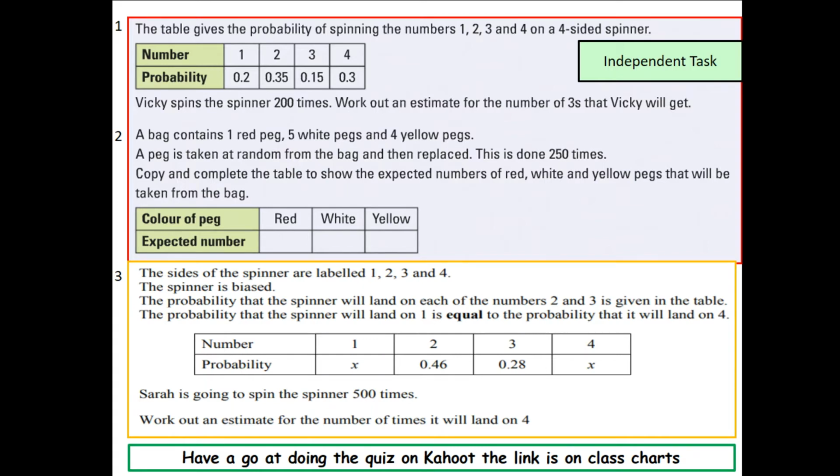And set 3, have a go at doing question 1 and then have a go at doing the quiz on Kahoot. The link is on class charts. Once you have done, please take a picture and upload on class charts.